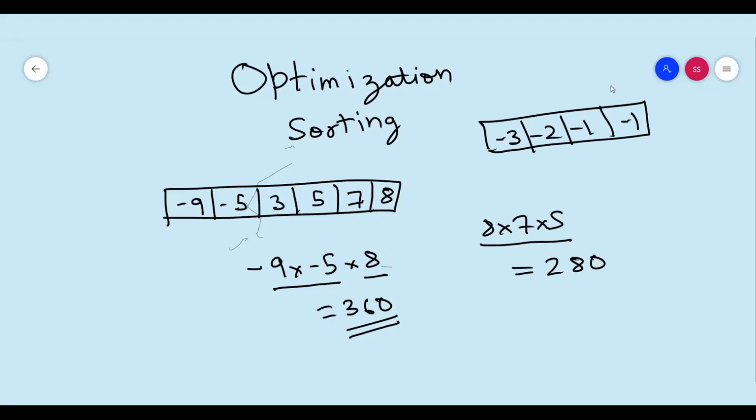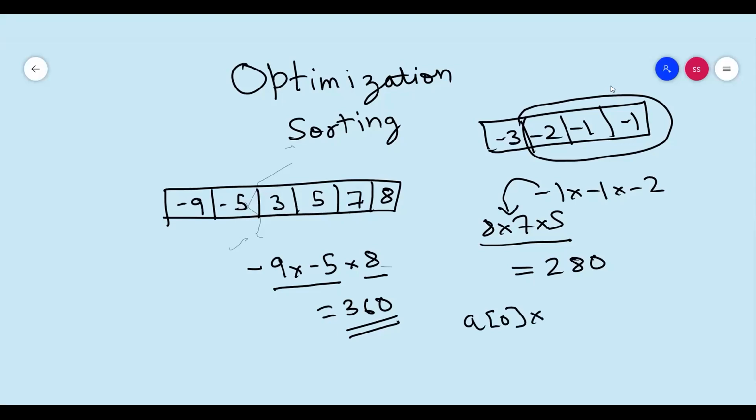In this case, the answer will obviously still be multiplying the three greatest elements. That is the three elements having the least absolute value, which will be -1 into -1 into -2, which still falls under this case. So our final answer will be the maximum out of a of 0 into a of 1 into a of n minus 1, and a of n minus 1 into a of n minus 2 into a of n minus 3.